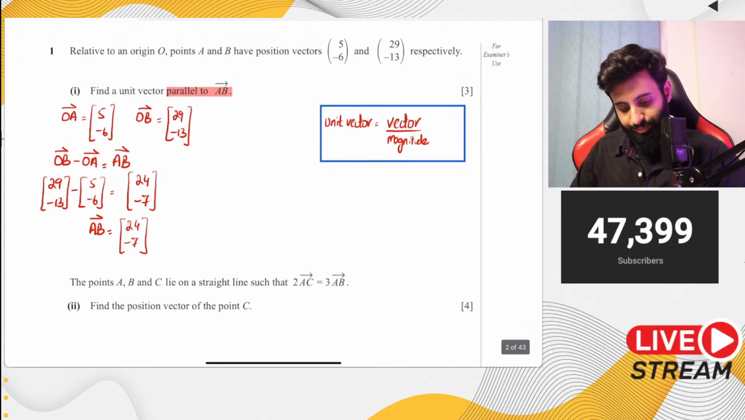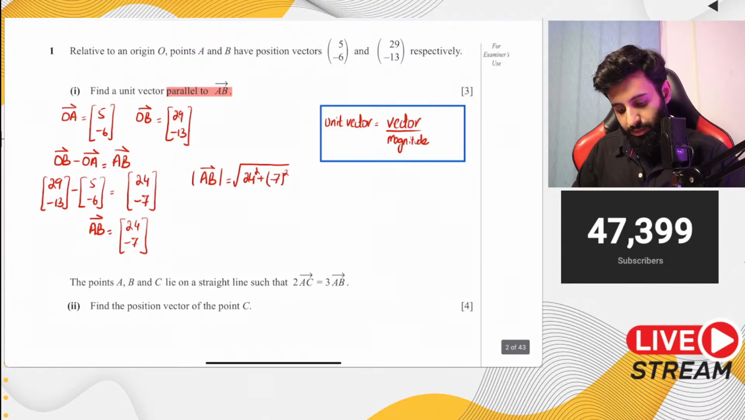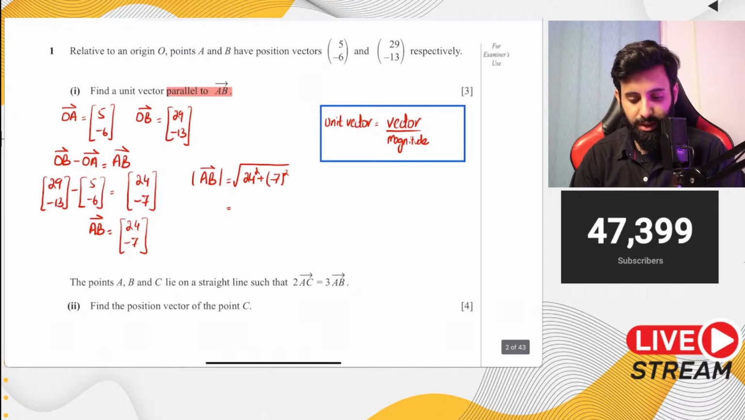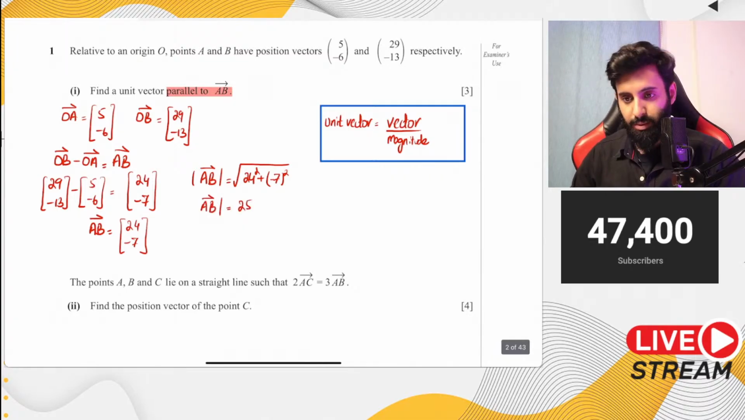Now, here's a vector AB. Now let's find out the magnitude of vector AB. Okay, and how do you find out the magnitude of any vector? You do the square root of the square of its x component plus the square of its y component. So the square root of 24 squared plus minus 7 squared, which is 24 squared plus 7 squared. So that's equal to 25. Okay, so here is the magnitude of vector AB.